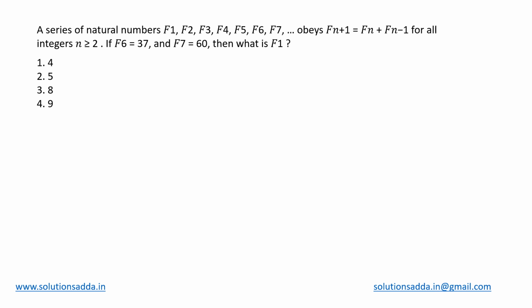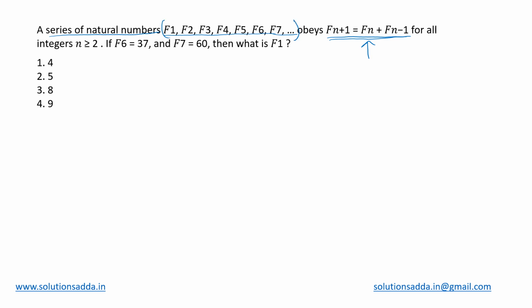They are saying that we have a series of natural numbers from F1 to F7 and so on, which obeys this particular recurrence relation. What is it? F of n plus 1 equals F of n plus F of n minus 1. So this is the same recurrence relation that is there in the Fibonacci series. So we can say that the given series is also a Fibonacci series.